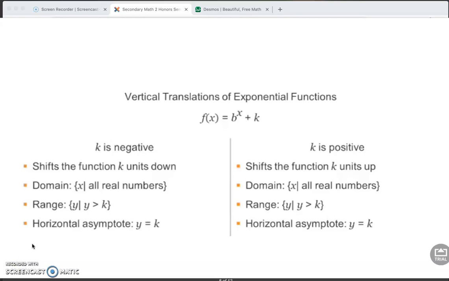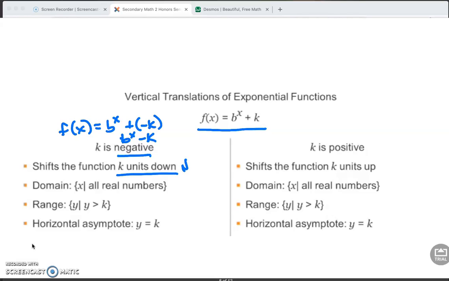Okay, let's take a look at our rules for vertical translations of exponential functions. If we have our form f of x equals b to the x plus k, then if k is negative, so another way to write that is f of x equals b to the x plus a negative k. Or it would look like b to the x minus k if we were to look at it in a regular function. So if k is negative, we're going to move k units down. The domain is all real numbers.